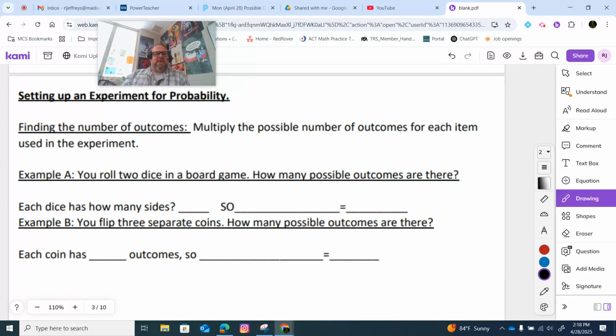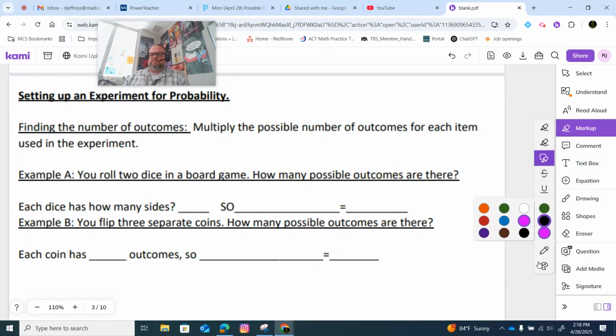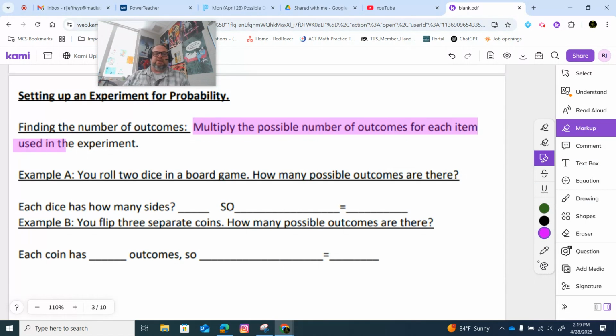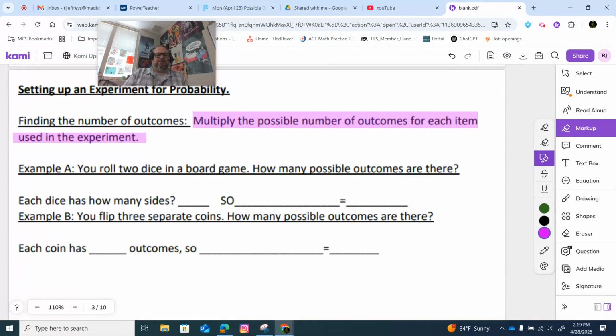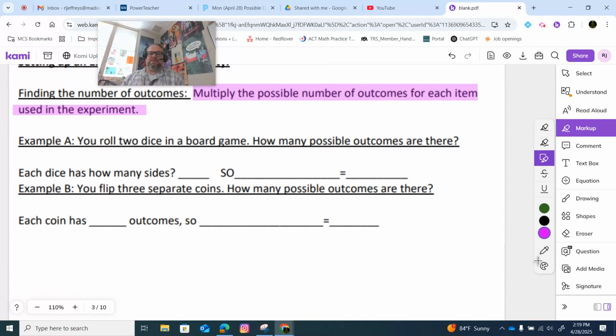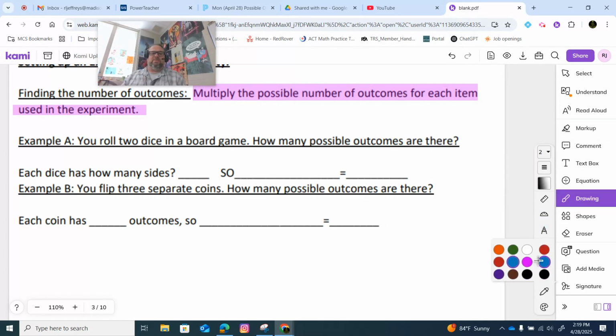All right, finding a number of outcomes. Multiply the possible number of outcomes used in the experiment. That's really it. Okay? So, in this example, you rolled two dice in a board game. So, how many outcomes are there?